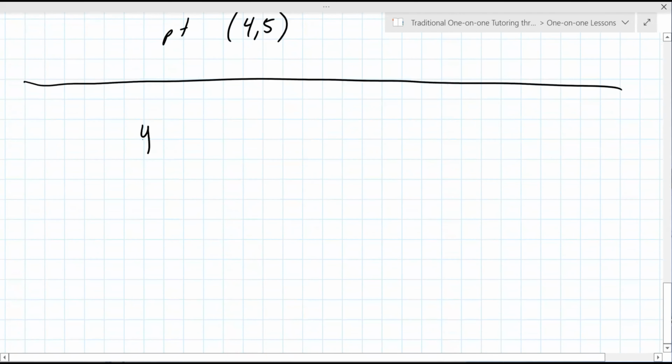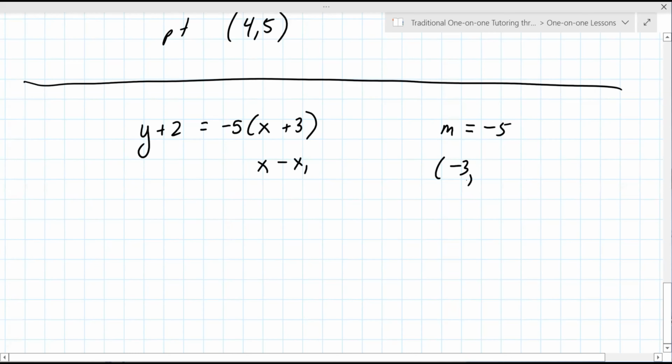Y plus 2 equals -5 x plus 3. What is the slope? -5. Good. Now this time, do you see how this is opposite in sign? Yes. So it's -3, not 3. Do you see how these are opposite in sign? Yes. So it's -2.